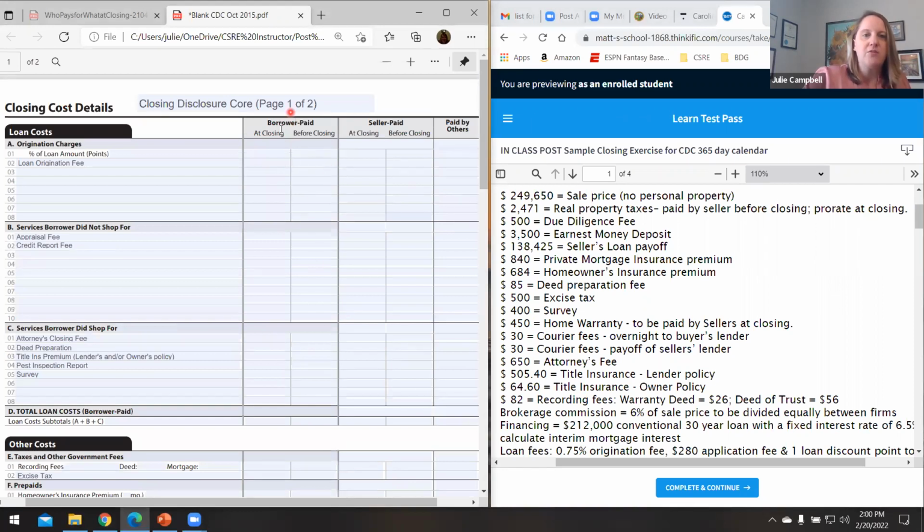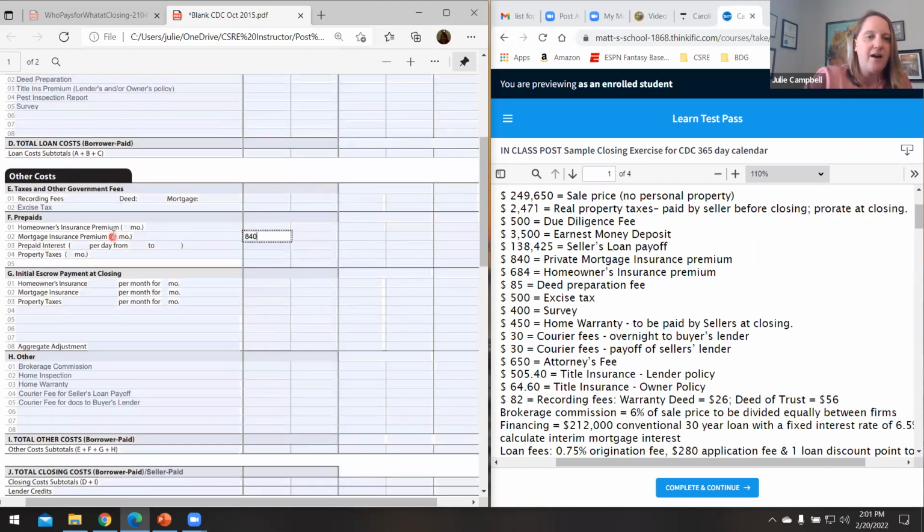But remember, our first column is our borrower paid. Then you have your seller paid, and then we break those down further to buyer paid at closing, buyer paid before closing. So under my buyer paid at closing, I have PMI, and you can fill this stuff in on the side if you want to. Bottom line, I care that you get the figures right. Your test is going to ask you for the figures. But if you want to put in 12 months right there, you can. Under F2, there's $840 for mortgage insurance premium. Buyer paid at closing.